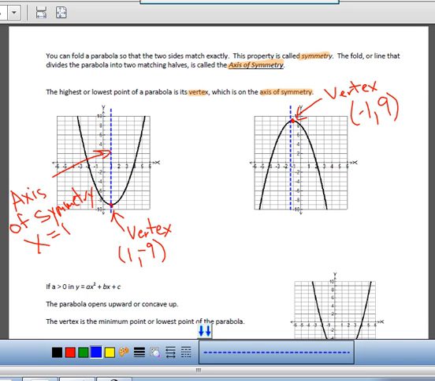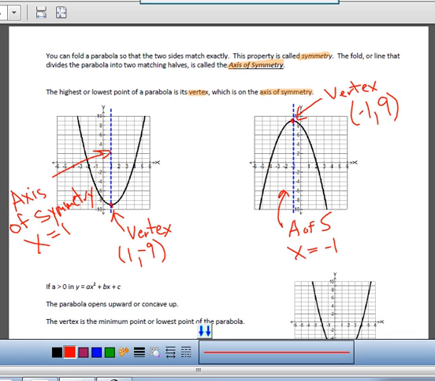I just did a lousy job drawing that through the vertex, so let's try again. There we go, much better. And the axis of symmetry is the line x equals -1 for this one. Alright? So, those are two very important parts of the quadratic function that you need to be aware of. We're going to be exploring lots of different things with this.